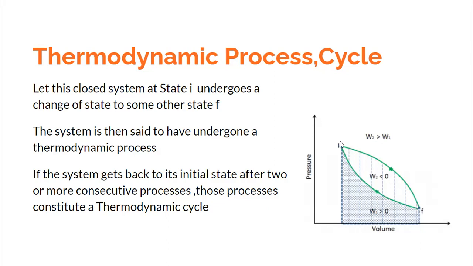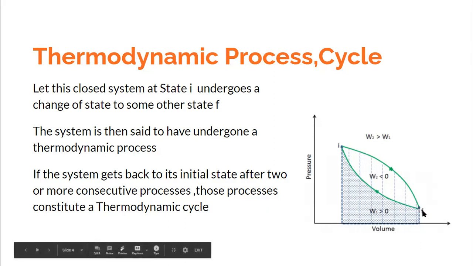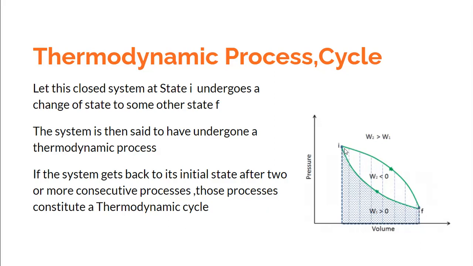Suppose this system is brought back to the initial state. For example, this gas is brought back to the initial volume Vi, right? Then we would say that the initial state is regained, and now this has happened with the help of two processes, a process from I to F followed by a process from F to I. In this case, we would say that the processes I to F and F to I in this order would constitute a thermodynamic cycle. So in generic terms, if the system gets back to its initial state after two or more consecutive processes, those processes constitute a thermodynamic cycle.